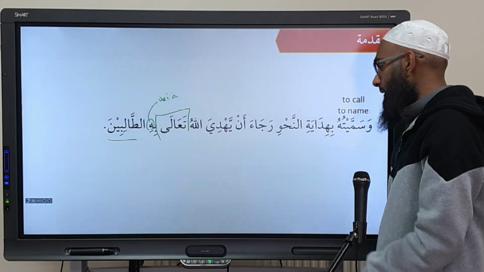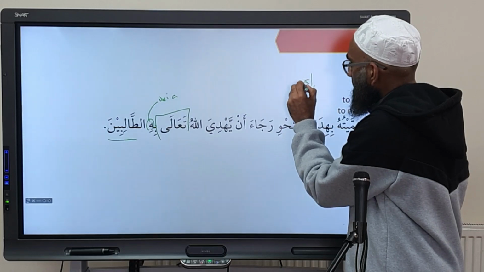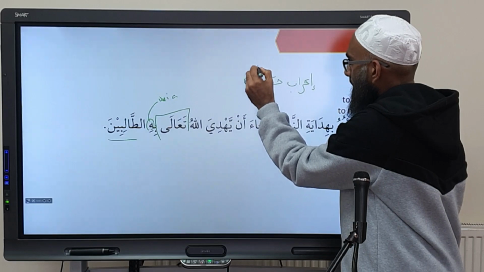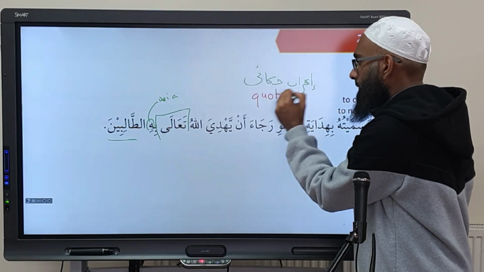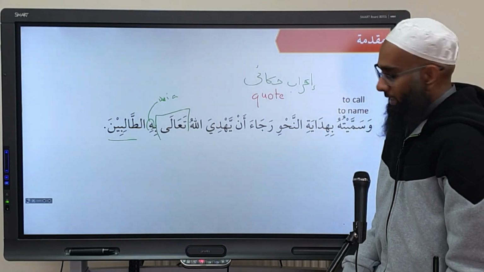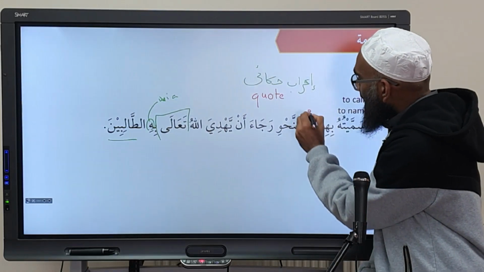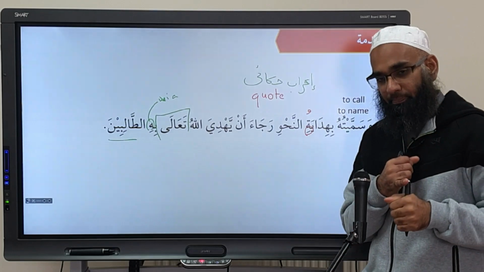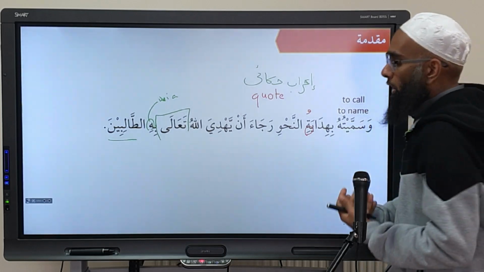Now there's one more rule I want to explain here before we conclude today's session. We have something called إعراب حكائي. Hikā'i literally means to quote. Okay. Now, what does this mean? The book, what's the name of this book? Hidayatun Nahwi, not Hidayatin Nahwi.